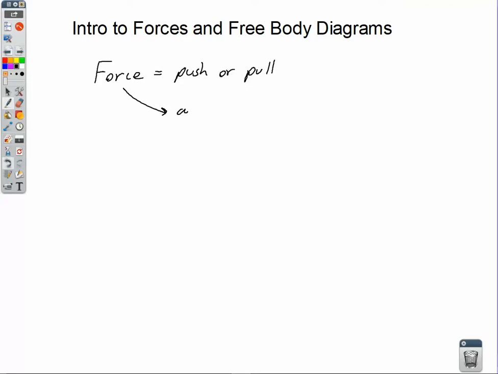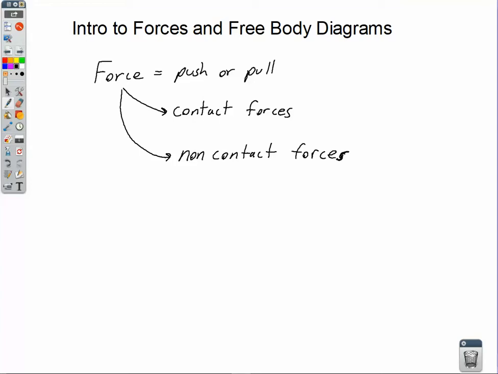Contact forces. So these are forces that arise because two things are touching one another. We also have non-contact forces. So these are forces that can act between two objects that do not touch each other. They are not necessarily touching one another. Contact forces are like one person pushing on another person or one person pulling on another person. I have to physically touch another object in order to apply a force to it.